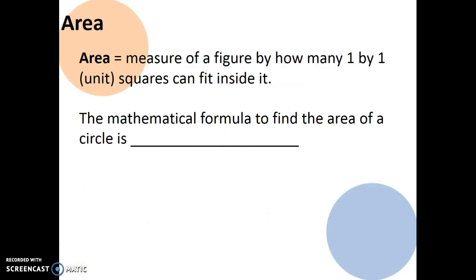So let's review really quick. Area is the measure of a figure by how many 1 by 1 unit squares can fit inside it. I know that you're very familiar with area of a rectangle. Yesterday we figured out how to find the area of a circle, and we proved the formula. The mathematical formula for the area of a circle is area equals pi times radius squared, or if it's easier for you to remember, pi r squared.